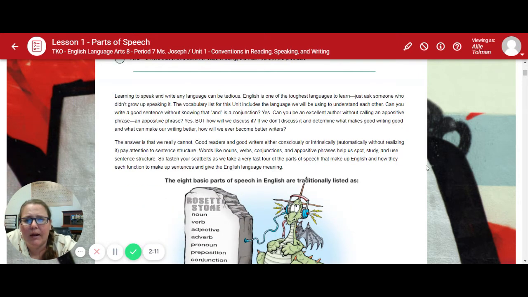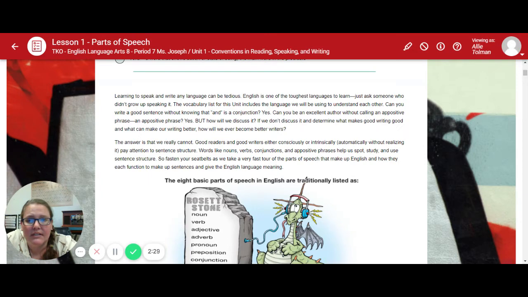Learning to speak and write any language can be tedious. English is one of the toughest languages to learn. Just ask someone who did not grow up speaking it. The vocabulary list for this unit includes the language we will be using to understand each other.